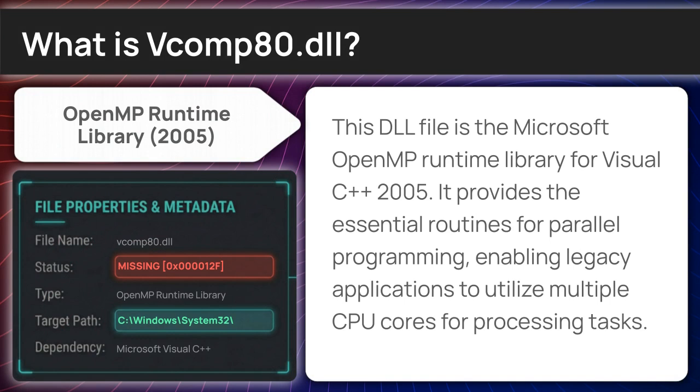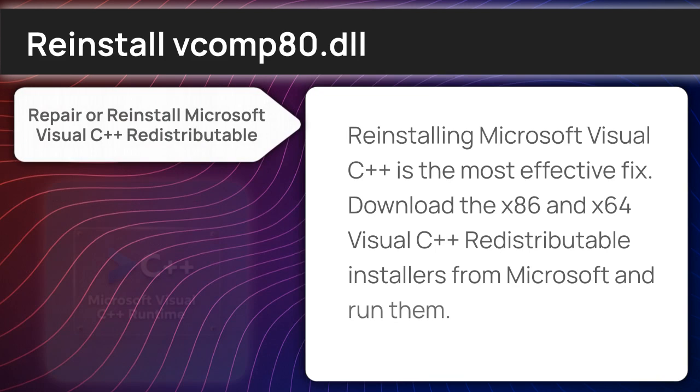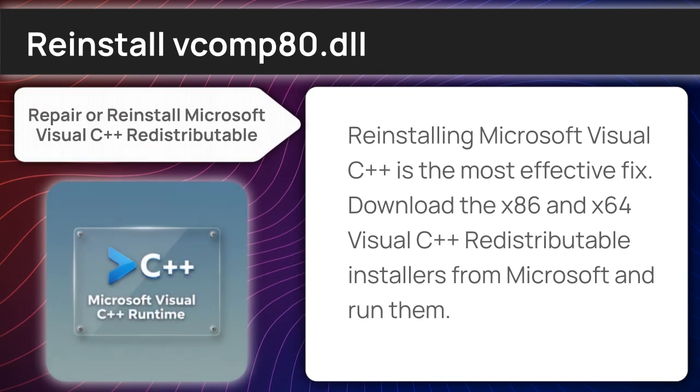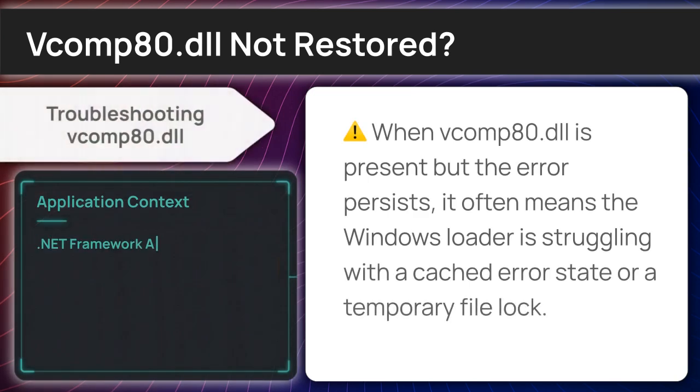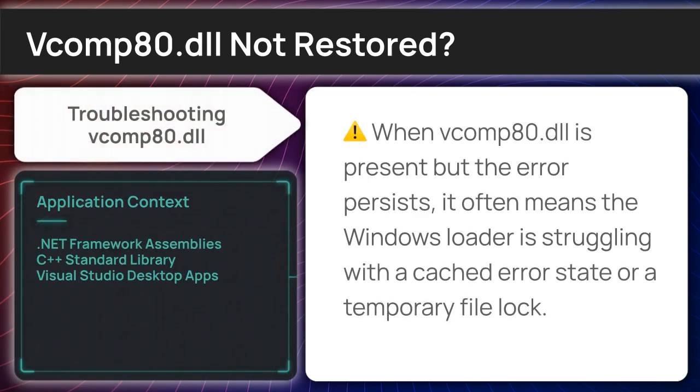Now let's get this fixed up. Our first move is installing a fresh, clean copy of the library. The most consistent solution is to reinstall Microsoft Visual C++: download the x86 and x64 Visual C++ redistributable installers from Microsoft and run them. When a fresh installer fails to clear the error, it typically points toward a deeper conflict within the Windows execution layer.